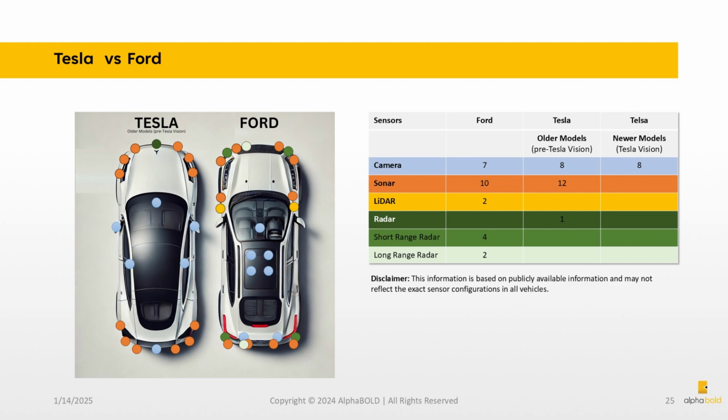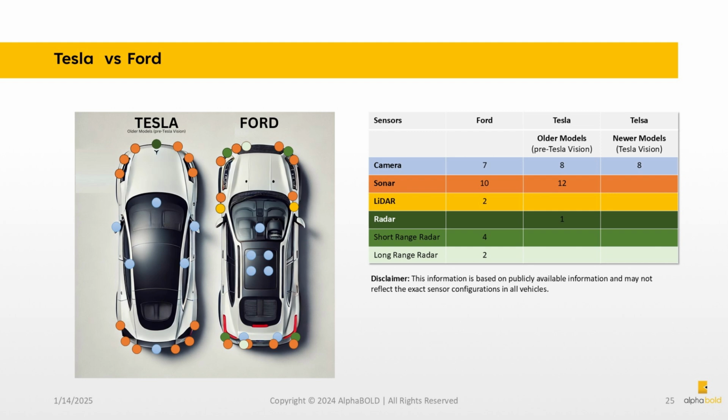Here's a breakdown of the sensors used. Tesla. Camera. 8 cameras. Radar. 1 long-range radar. Sonar. 12 sonar sensors. Ford. Camera. 7 cameras. LiDAR. 2 LiDAR sensors. LR radar. 2 long-range radar sensors. SR radar. 4 short-range radar sensors. Sonar. 10 sonar sensors. Key differences.